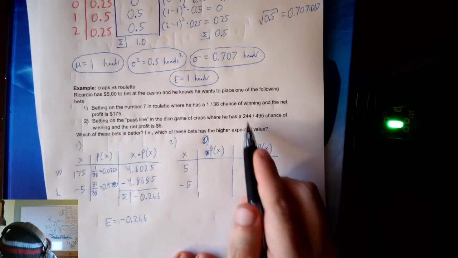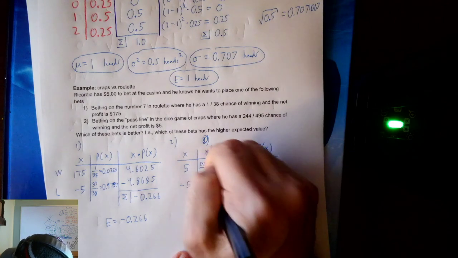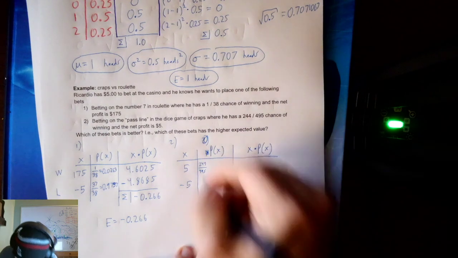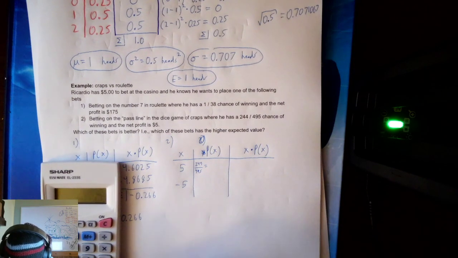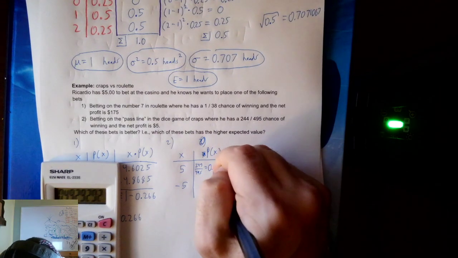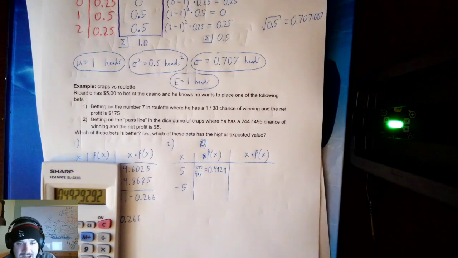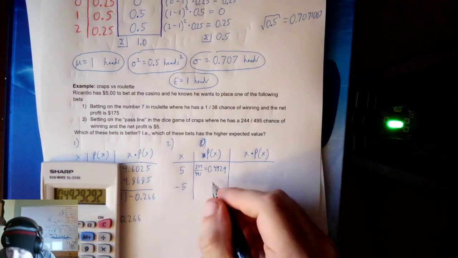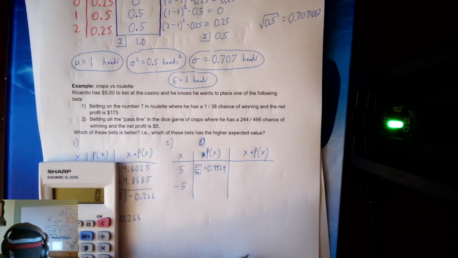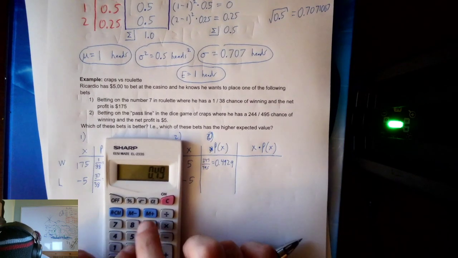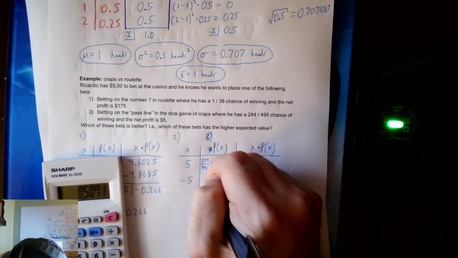Now, he has a winning chance of 244 over 495. 244 over 495 is equal to 0.4929, right? Now, his probability of losing would be the opposite, right? So if his probability of winning is 49.29, his probability of losing would be 1 minus 0.4929, right? I can subtract. That'll give me 0.5071, right? Winning and losing are opposite probabilities.